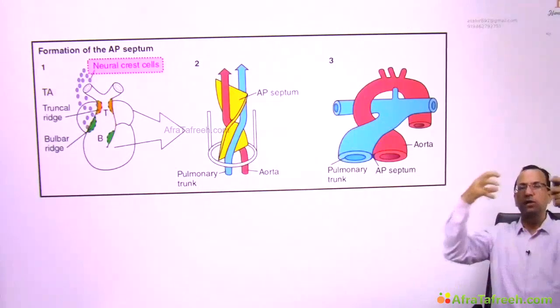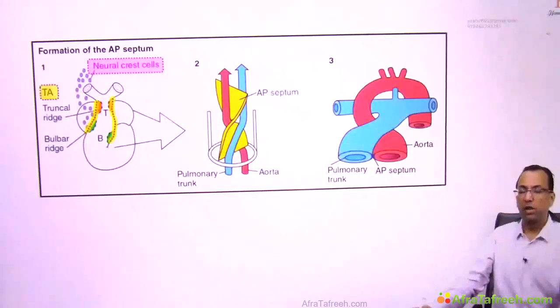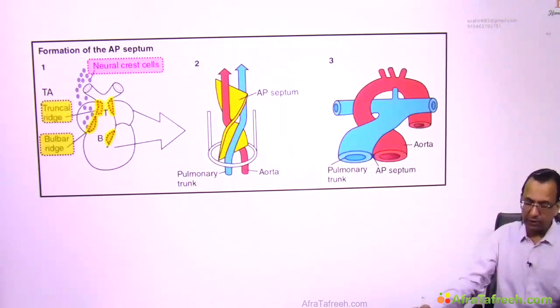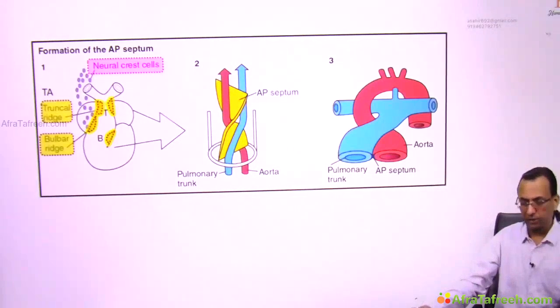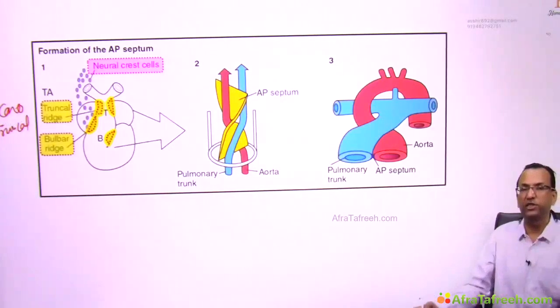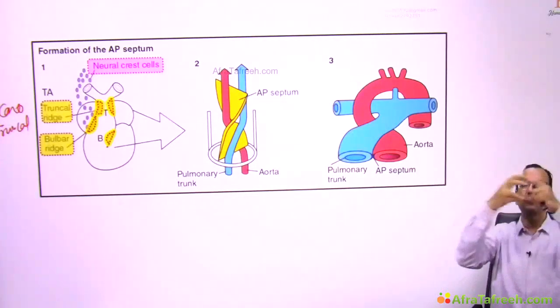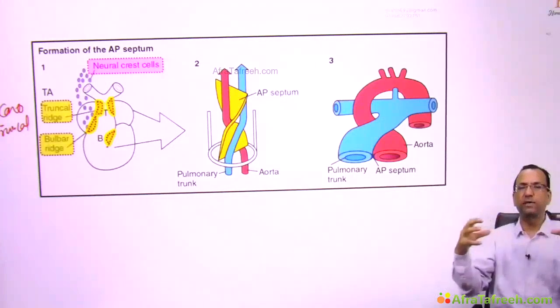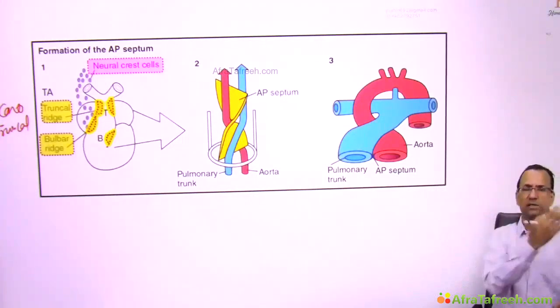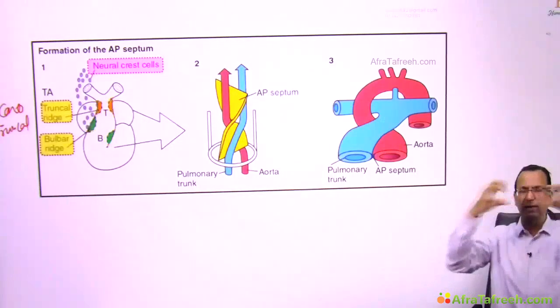There are truncal and bulbar ridges in the truncus arteriosus wall. So these are the truncal bulbar ridges. I thought it is called conotruncal ridges. Yeah, some books say conotruncal ridges, and some books say truncal bulbar ridges. No problem. So conotruncal or truncal bulbar ridges, what are they doing? They are growing and fusing with each other, and when they fuse, there will be a septum in the vessel. You're telling that these ridges will grow and fuse with each other to form a septum, separating the vessel into two parts.